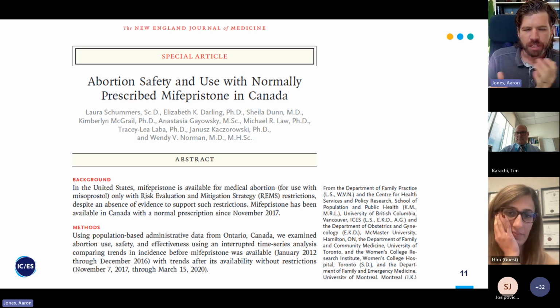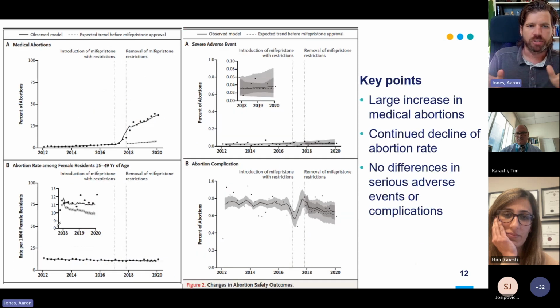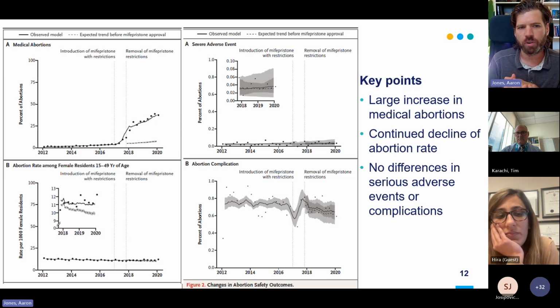This was a population-based interrupted time series analysis looking at abortion safety and use around the times when mifepristone was made available and then also made available without any restrictions. There are a couple of time series plots here. I hope it's not too small to see. On the left, you can see the proportion of all abortions in Ontario that were medical abortions. You can see that go up dramatically after mifepristone was made available.